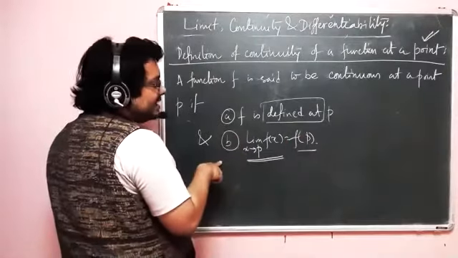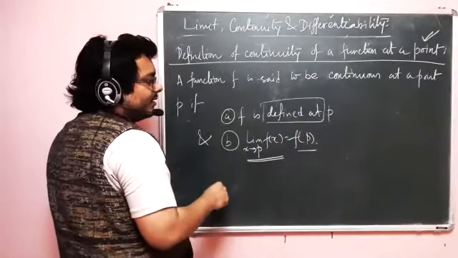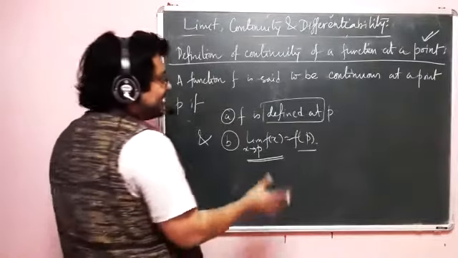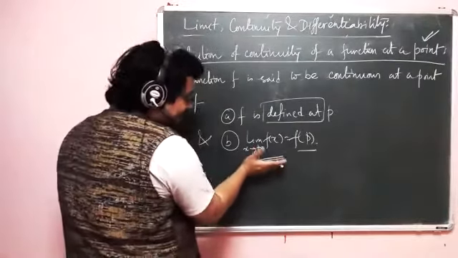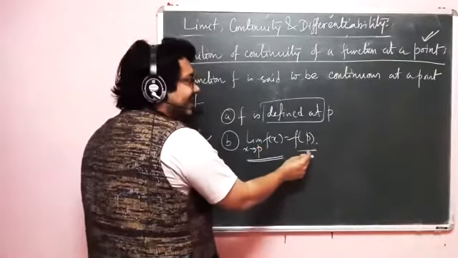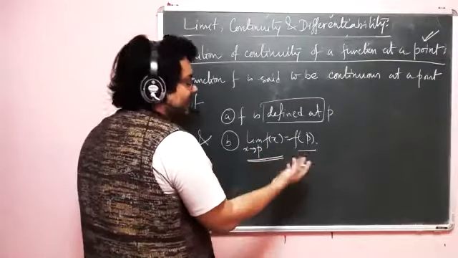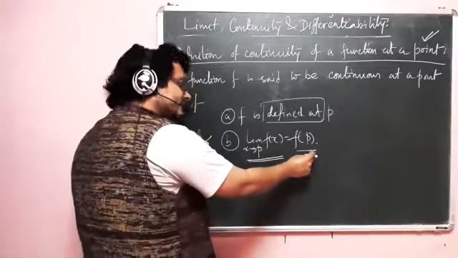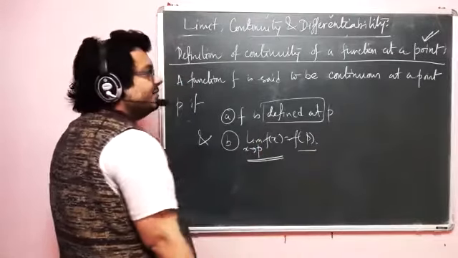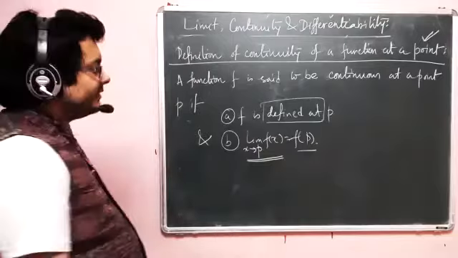So what continuity does is basically, in the set of possible limit values, restrict the limit value to be only f of p and nothing else. If it becomes f of p, it is continuous. If it becomes something else, then it has a limit, but it will be discontinuous.